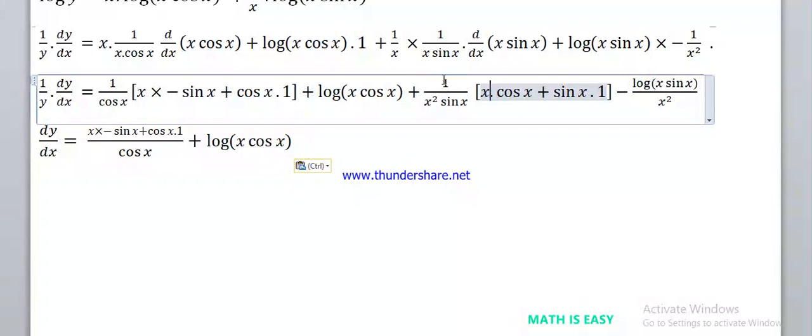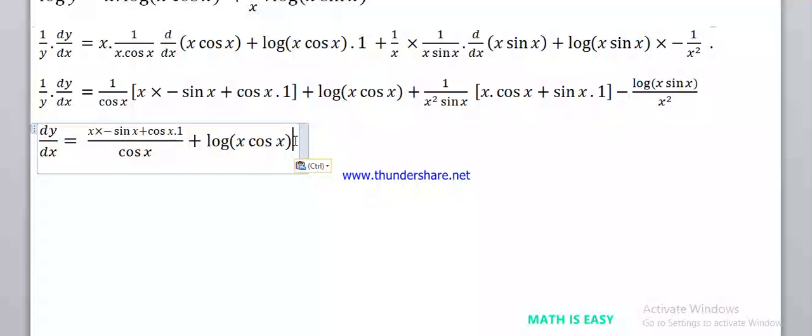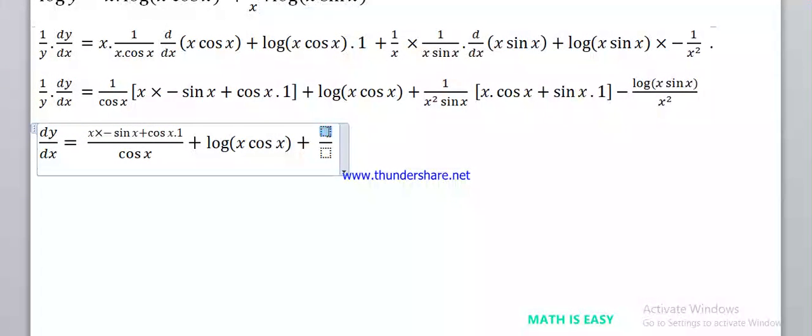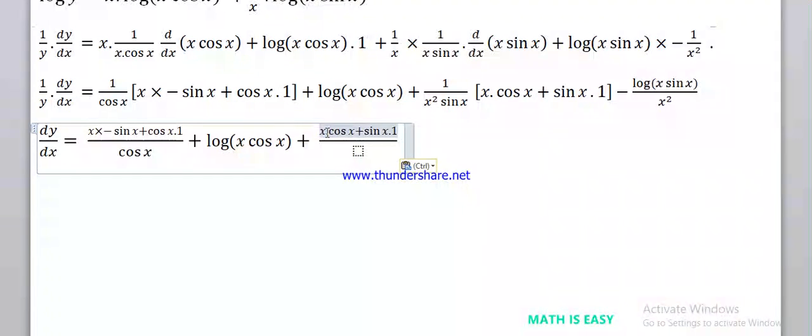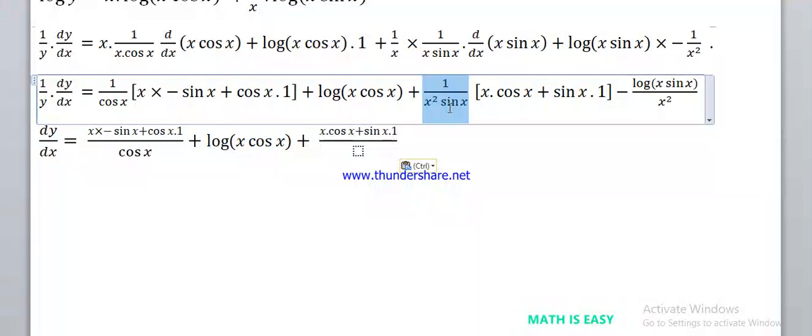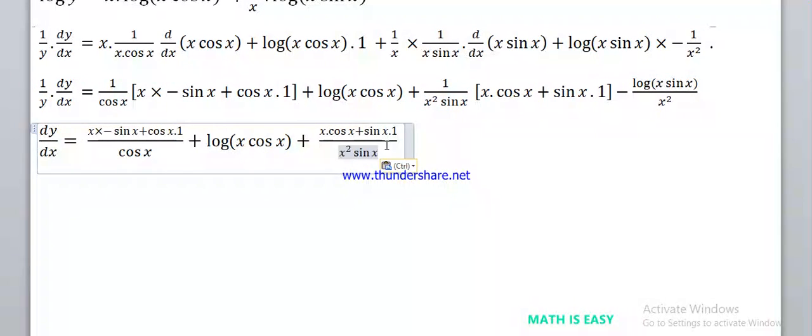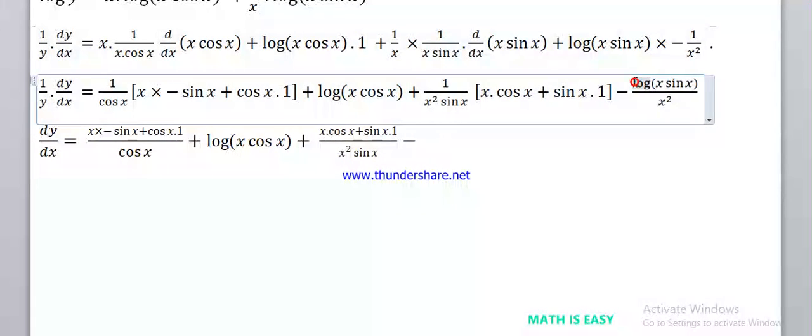Then here also for this entire term we are going to get a fraction, so this will come plus. So in the fraction, what you are going to get in the numerator is this entire term, and in the denominator I am going to get x square into sin x, and finally minus this fraction will remain as is.